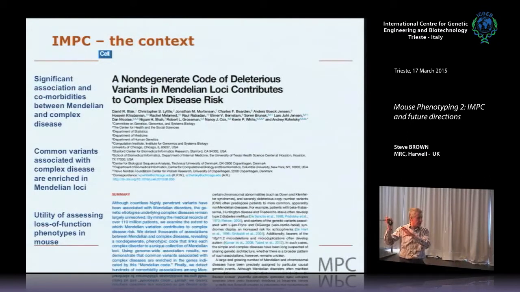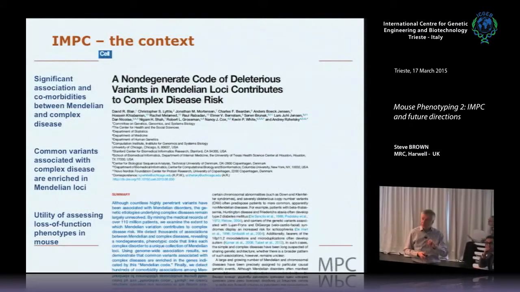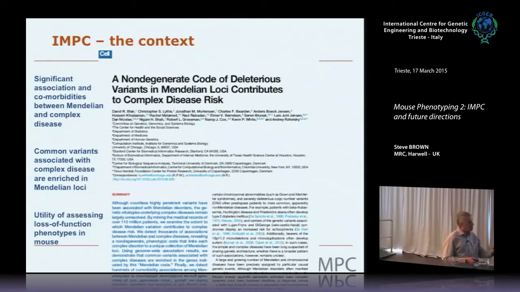Now, this is a fairly complex paper and complex idea, but I recommend you go and look at this paper because it shows the power of not just looking at subtle mutations in the mouse or worrying about the fact that much of human disease is caused by subtle, common variants in the human population of modest effect. So there is a lot of utility in assessing these loss of function phenotypes in mouse.